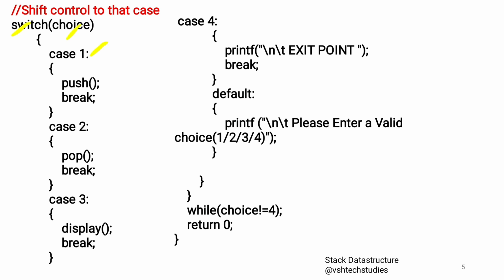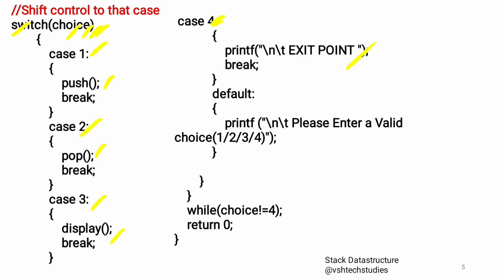When choice is read, switch choice means depending on the value of choice. If it is 1, it will call the push operation. If it is 2, it goes to the case 2 block and will call the pop function. If it is 3, it will go to the case 3 block and call a display function for displaying elements. If it is 4, then it will go to case block 4, the exit point, which means it will come out of the switch case statement.